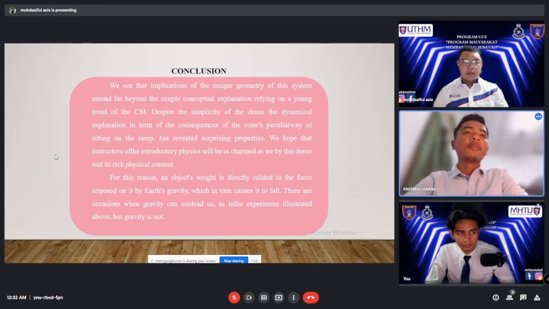For this reason, an object's weight is directly related to the force imposed on it by Earth's gravity, which in turn causes it to fall. There are occasions when gravity can mislead us, as in the experiment illustrated above, but gravity is not wrong.